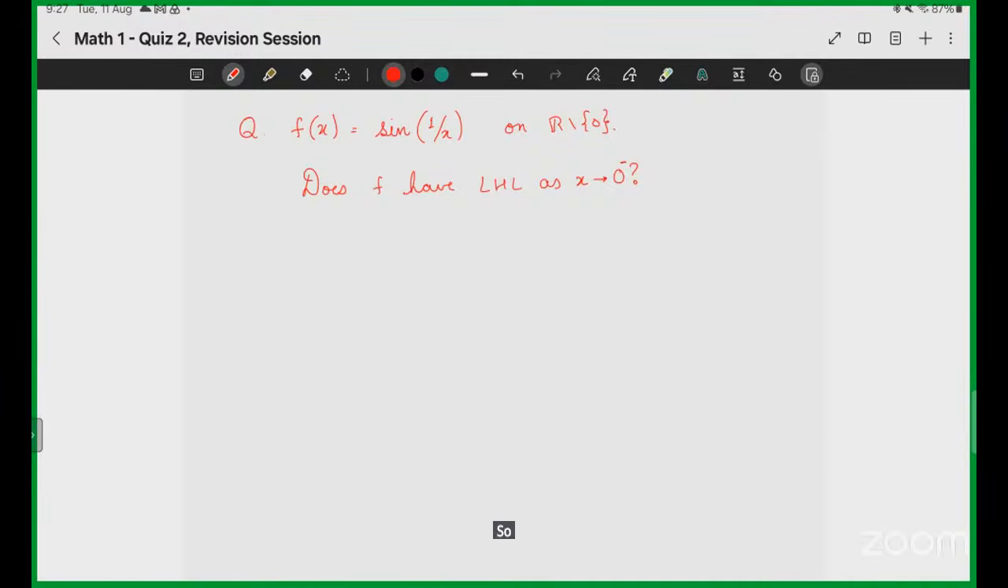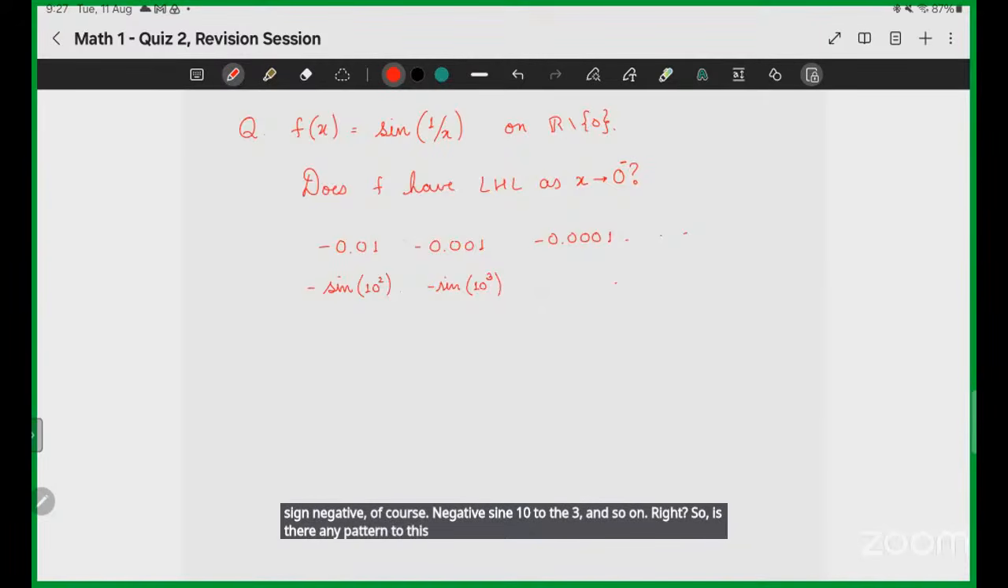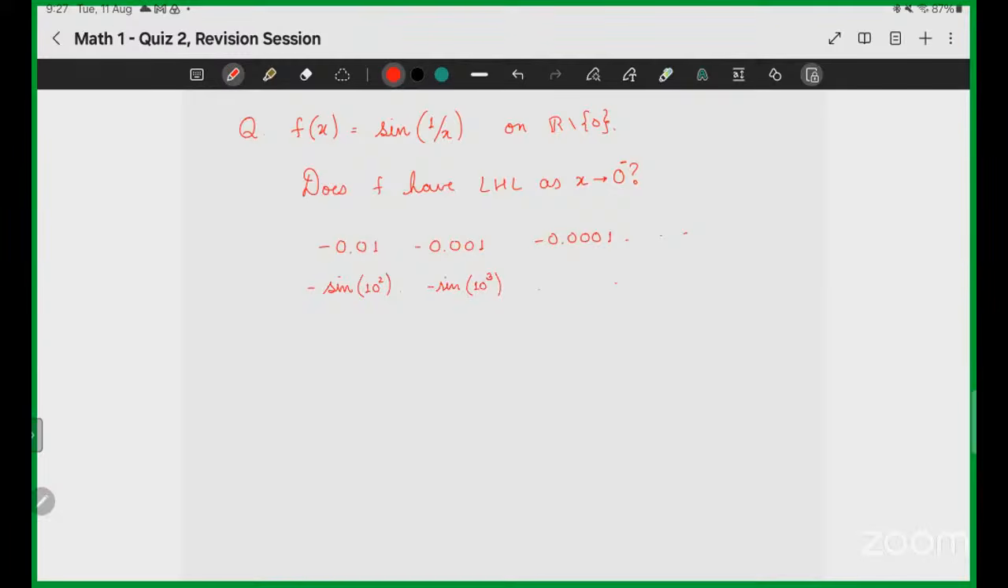So we are approaching 0, right? If you look at this, and so on, what would be the nature of this function? It would be sine 100, sine negative, of course, negative sine 10 to the 3, and so on, right? So is there any pattern to this? Yeah, there is only power changing.